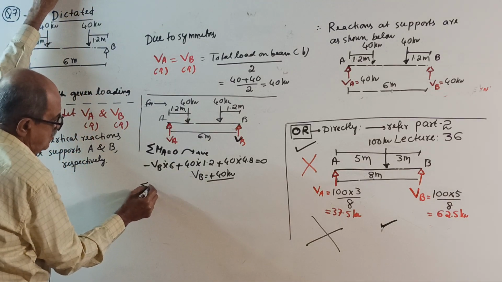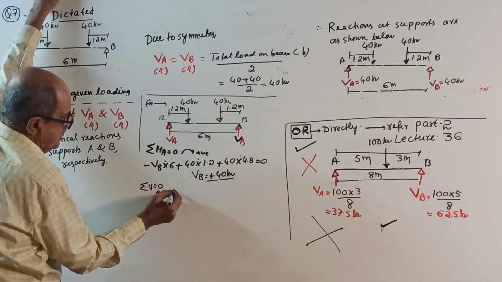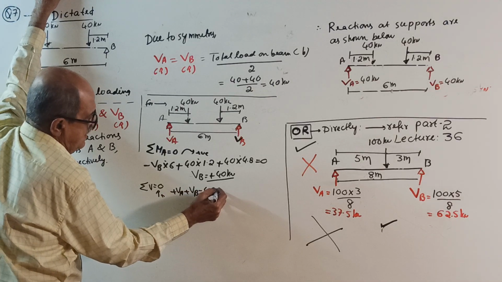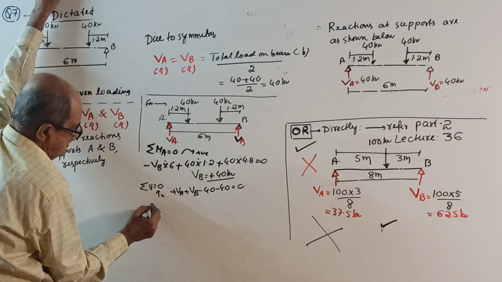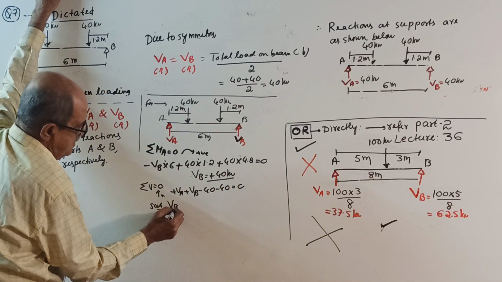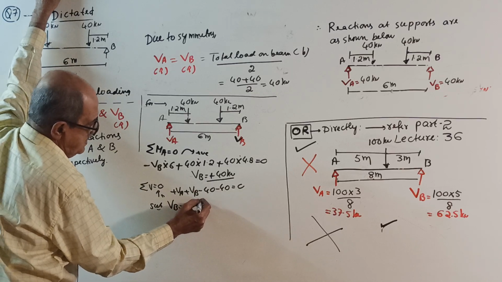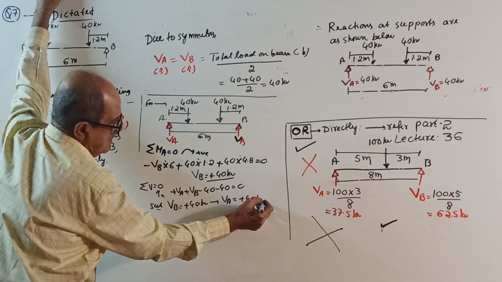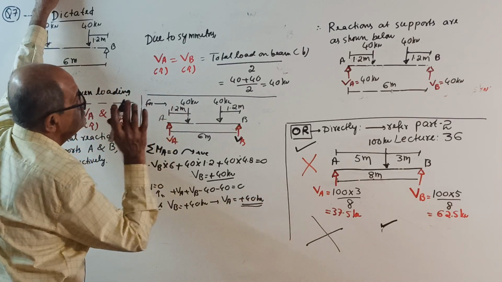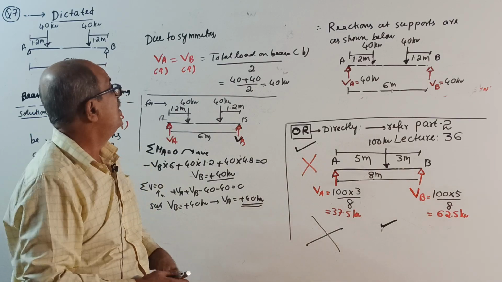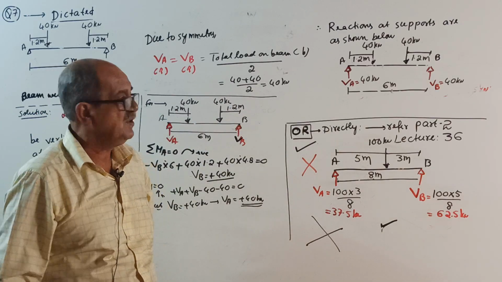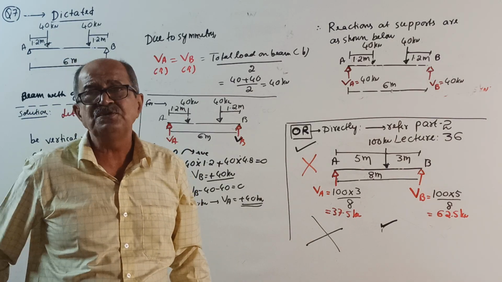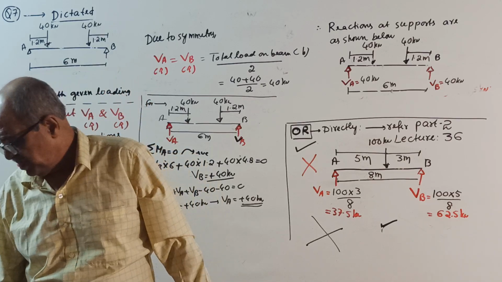Next, sigma V equal to 0, take upward positive. Plus VA plus VB minus 40 equal to 0. Substitute VB equal to whatever you got here, plus 40 kilonewton. Surely you will get VA also plus 40 kilonewton. Make a note. You can still use the equation, but direct answer is okay. And now, next question I will write, because 2 point loads, but not symmetrical, unsymmetrical.